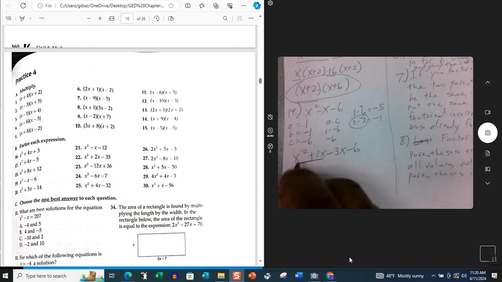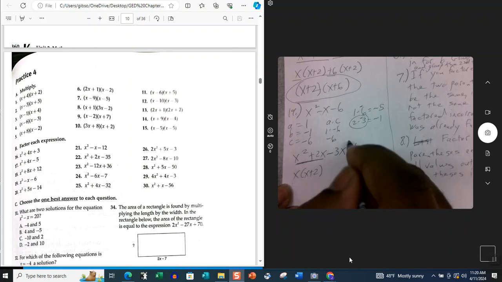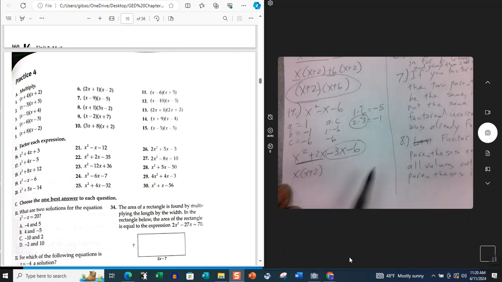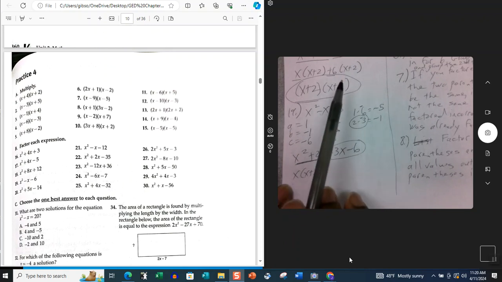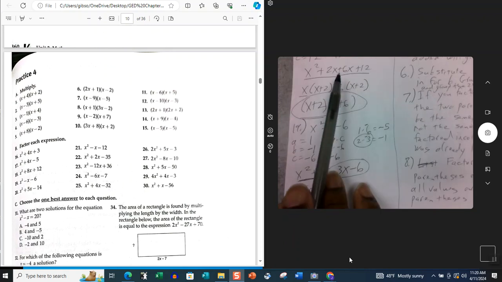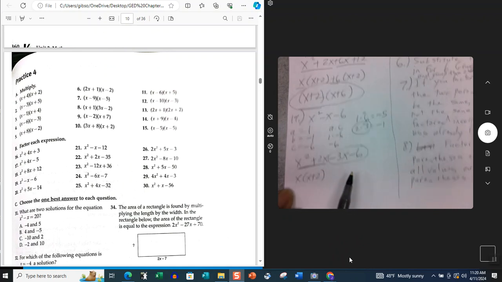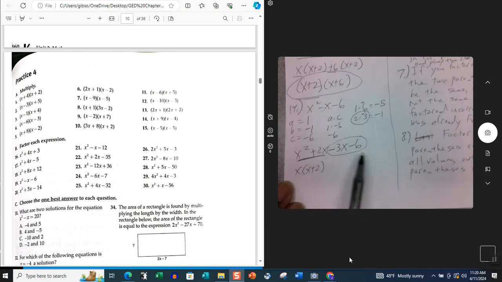And then we can factor out an x, and we'll be left with x plus 2. We'll group the second two values. Now here's the difference from what we were doing before. The second two values have always been positive, but now the second two values are negative.